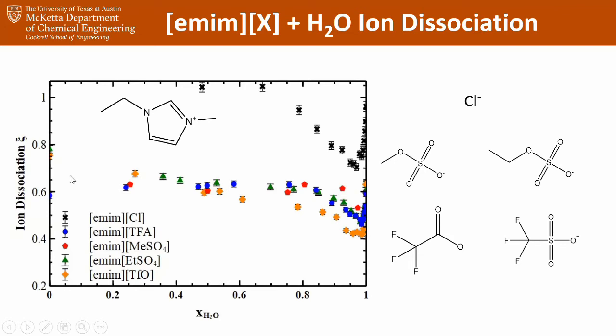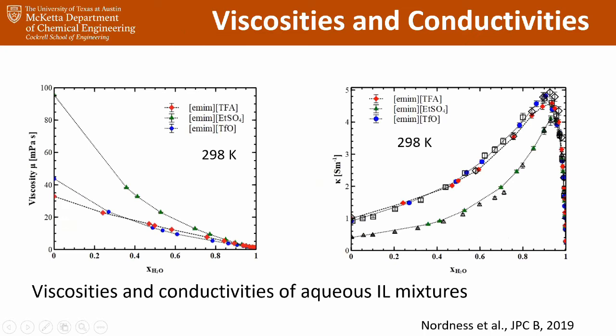So as you start adding water to the pure IL, their ion dissociation doesn't change very much at all until you get a lot of water in there, maybe 80% mole fraction of water. And then the ion dissociation appears to go down. And then when it's really, really dilute, it starts going up again. These are actually some measurements we took, where we took a lot of the data in that very dilute region to see what the heck was going on.